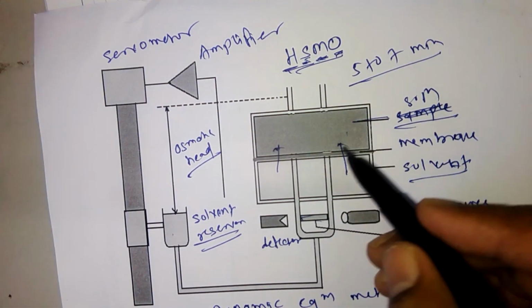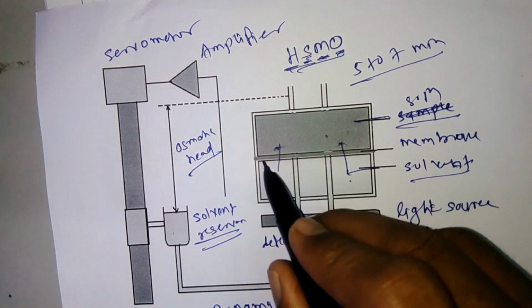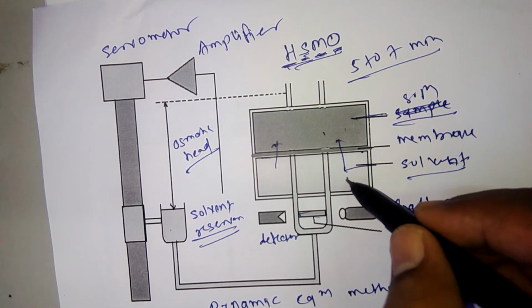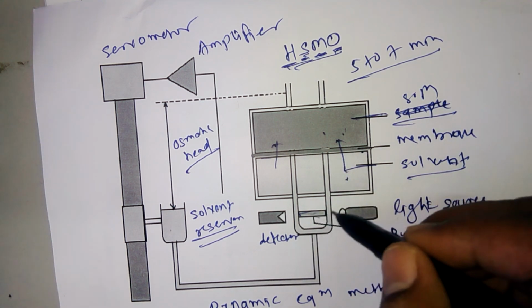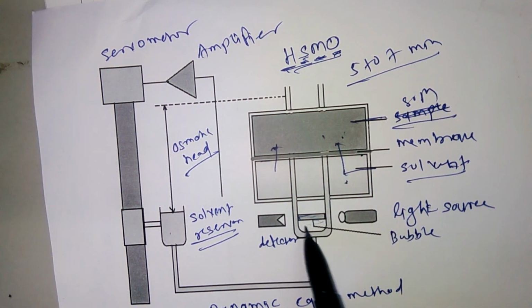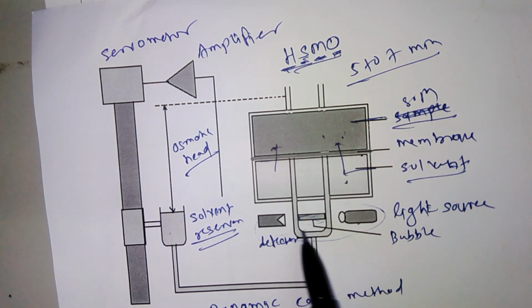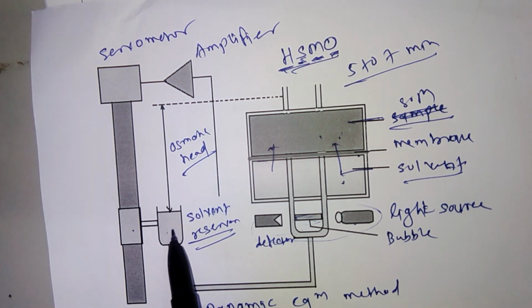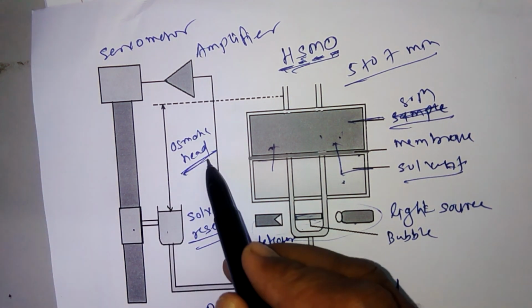The same principle is here. These are the two compartments: this is the solution compartment, this is the solvent compartment. They are separated by the semi-permeable membrane. Again the solvent moves from the solvent compartment to the solution compartment, and there is the bubble movement. These are capillaries, the bubble movement takes place, and it is detected by this detector, and this detector sends the information to the servo motor, and the solvent reservoir moves up and down to adjust the osmotic head.